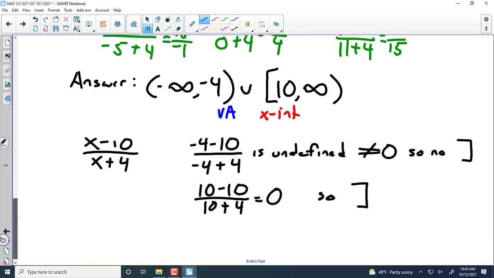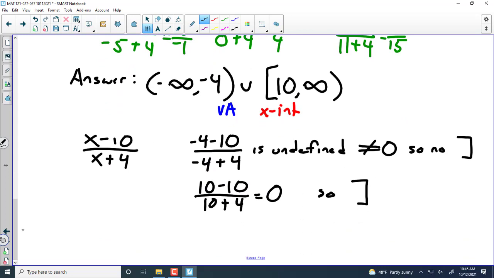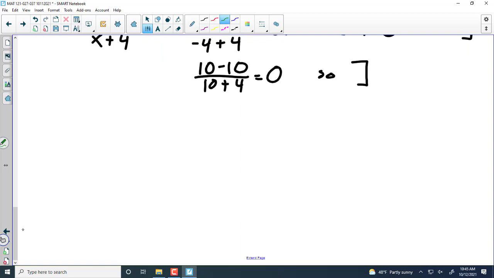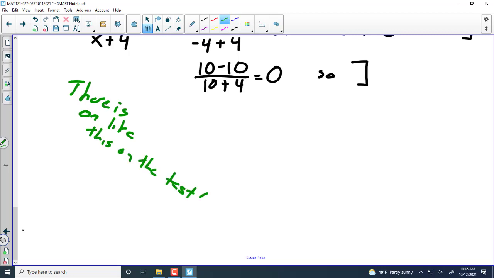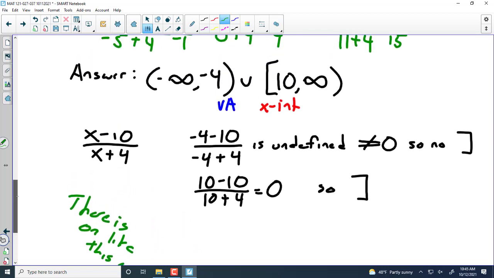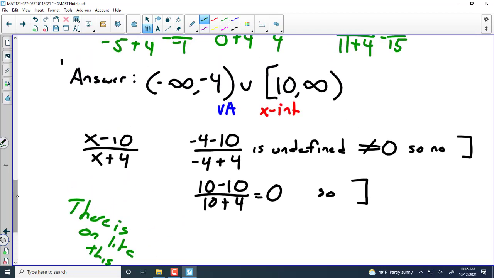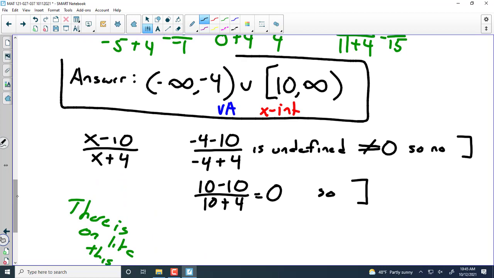All right. Questions, comments on that problem? That's the extent of that problem. Yep. Well, that's the explanation. Let me circle the answer for you. There's one like this on the test. The answer we were looking for was just this part right here. But the reason I was doing this one was to remind us that we only use parentheses at vertical asymptotes, and we only use a bracket at an x-intercept if it has an equal to.